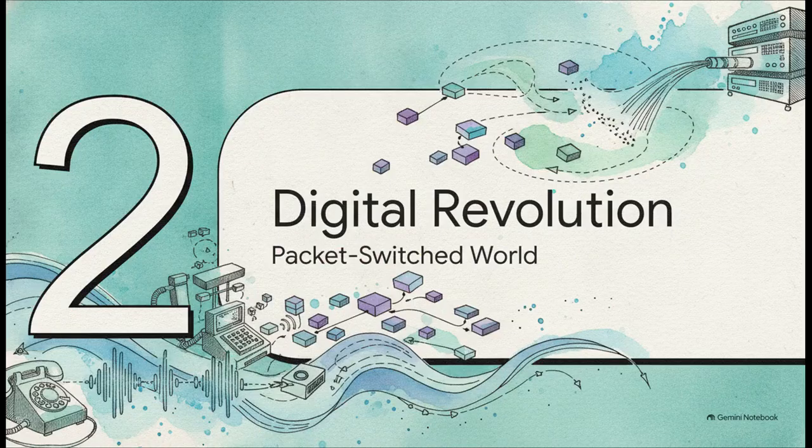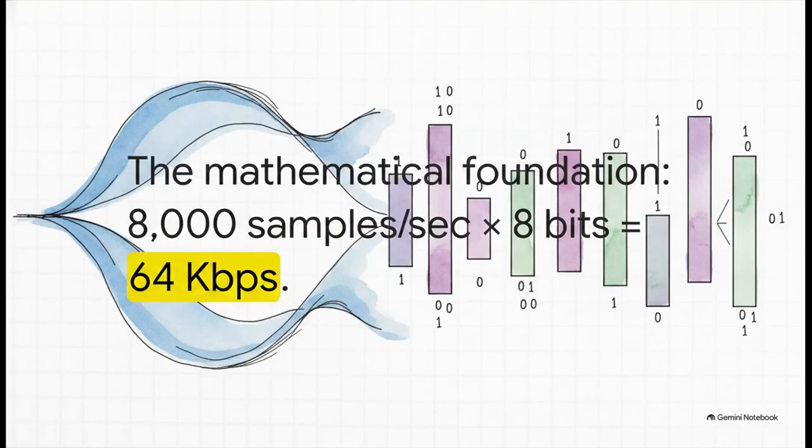Moving along to Part 2, the digital and IP revolution, building the packet-switched world. This is the era where analog voice was finally transformed into the data packets that now rule the internet. How did that happen? Well, it all boils down to one simple, elegant mathematical formula based on the Nyquist-Shannon theorem.